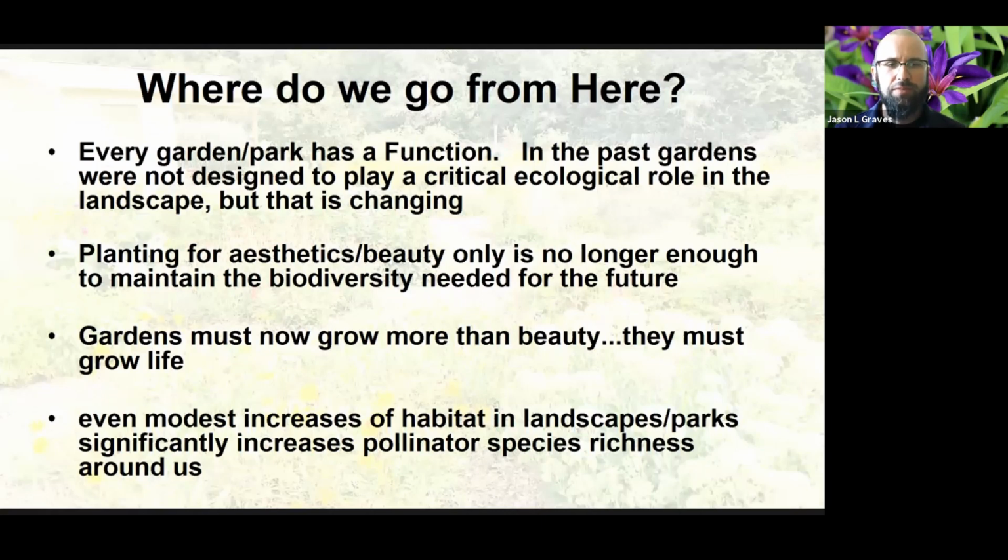We need a lot of biodiversity in our world because it really is the foundation for the ecosystem services that we are using each and every day of our lives. So not only do gardens need to grow beauty, they've got to grow life. Even modest increases in habitat in our landscapes and parks will significantly increase pollinator species richness around us.